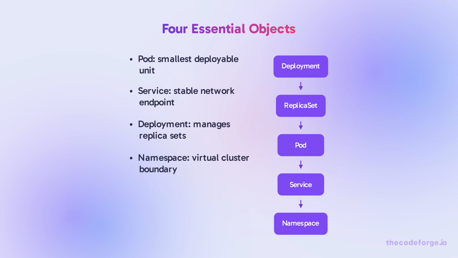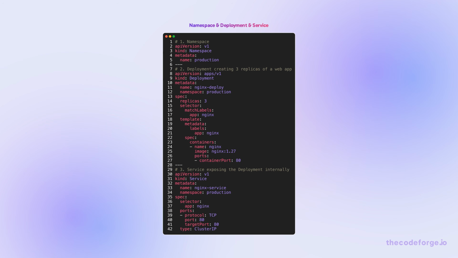Before diving into architecture, you need a concrete mental model of the 4 objects you'll use every day. Pod is the smallest unit. Service provides stable networking, deployment manages replicas, and namespace isolates resources. Here's a complete example. A namespace, a deployment with 3 replicas of Nginx, and a service that exposes them internally. The service uses label selectors to find the pods.